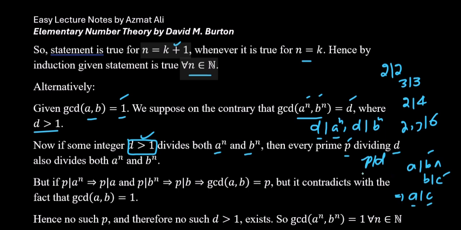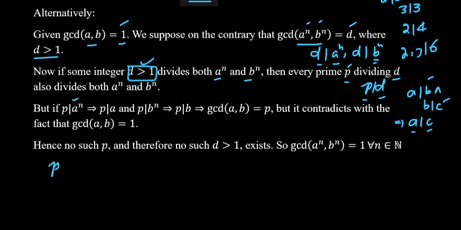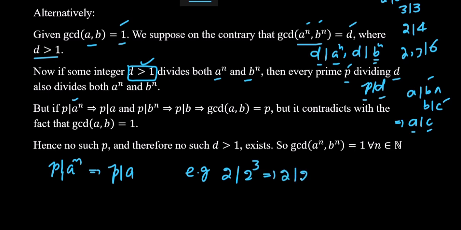So here if P divides D and D divides A raised to power n, it means P divides A raised to power n. Similarly, when P divides D and D further divides B raised to power n, then P divides B raised to power n. Now we have a result. If P divides A raised to power n and P is a prime number, this implies P must divide A without power. For example, if 2 divides 2 raised to power 3, this implies 2 must divide without power, that is, 2 divides 2.